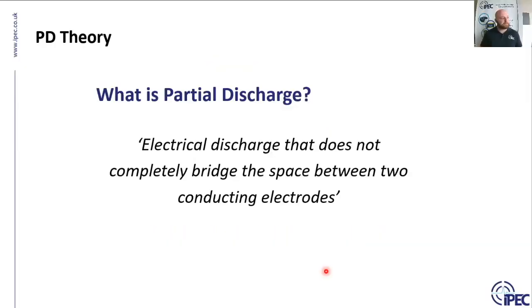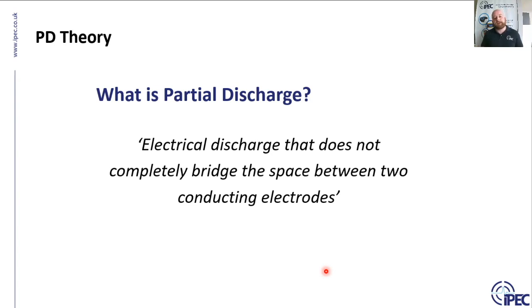Okay, so I don't want to go into partial discharge theory too much, and in fact in future sessions I may do some very detailed and dedicated partial discharge theory sessions. However, what I wanted to do is give a brief overview of partial discharge. There is a wealth of knowledge out there, and equally if anyone's got any questions afterwards, feel free to ask.